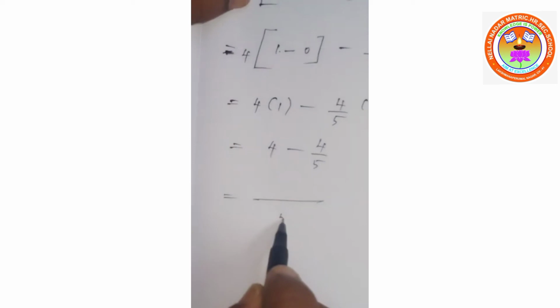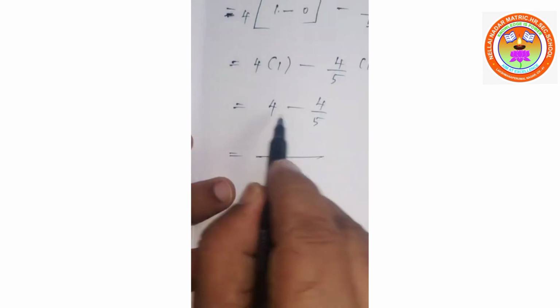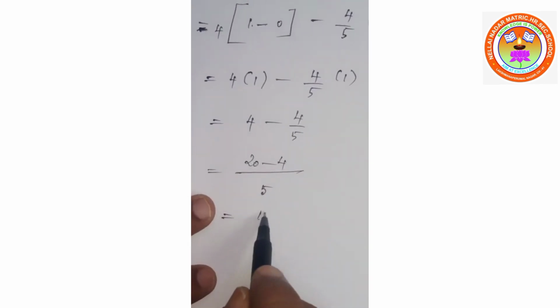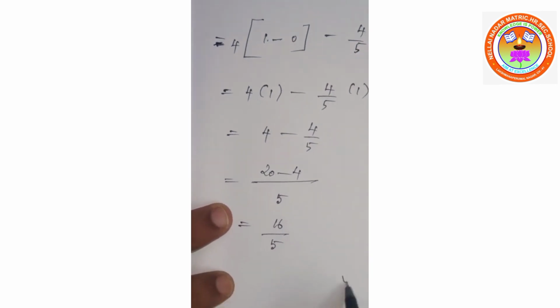So what is the LCM please? 5. So 5 into 4 is 20 minus 4 equals 16 by 5.